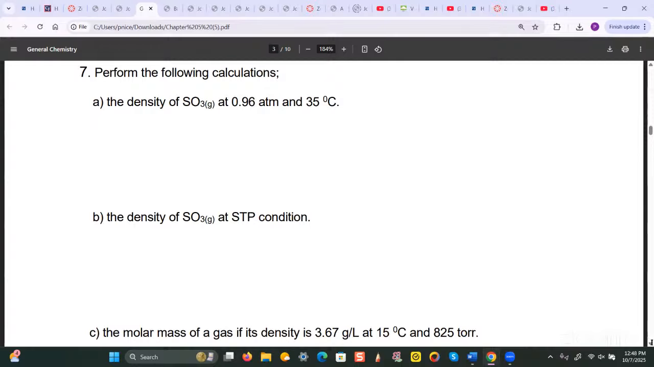Mass over volume. No, well, that's true, but there's another equation. I should have been more specific. That's true, right? But the equation I'm looking for is one that applies to gases. There's one that we derived in class.